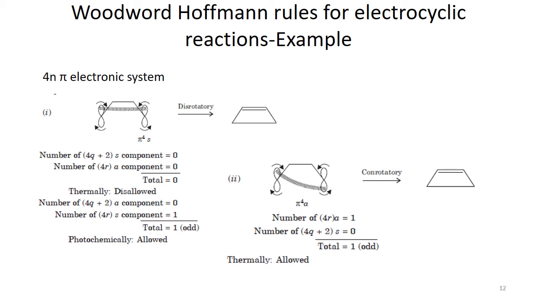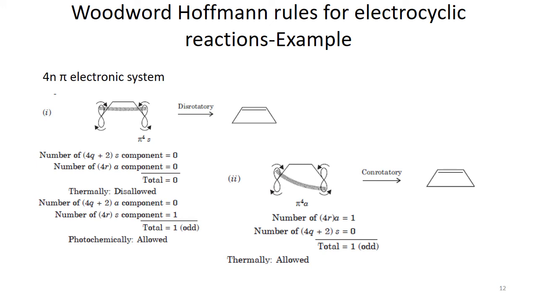When we consider the number of 4q plus 2 components, here we don't have this component, and also there is no 4r component, so the total stays 0, because we don't have a 4r system interacting here. So this is thermally disallowed.